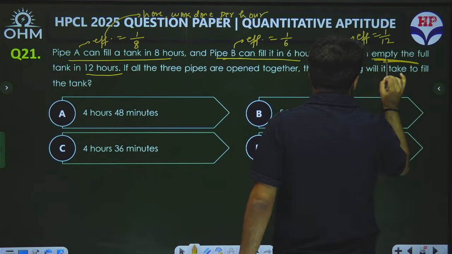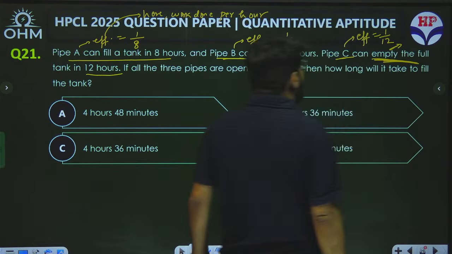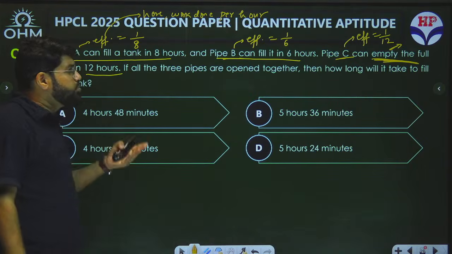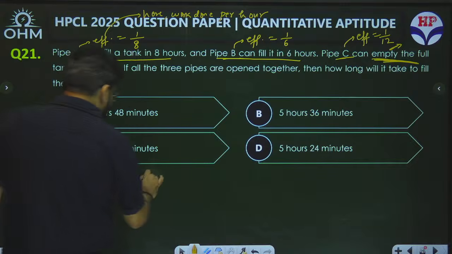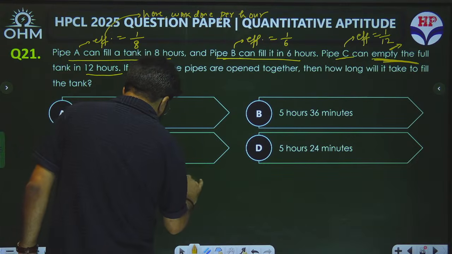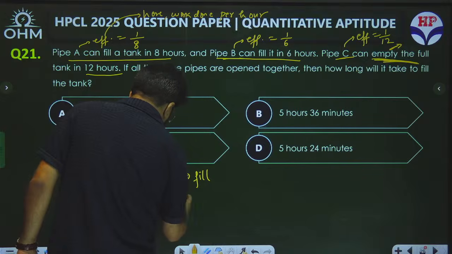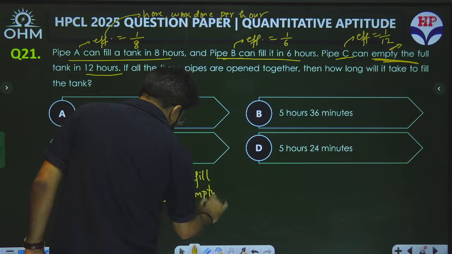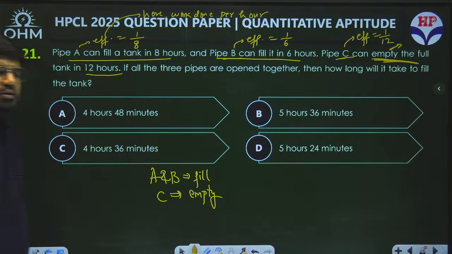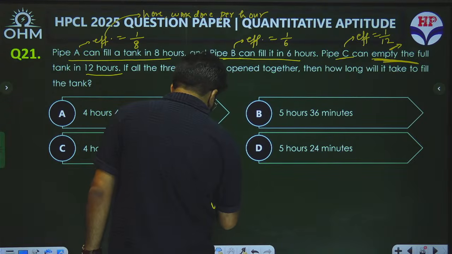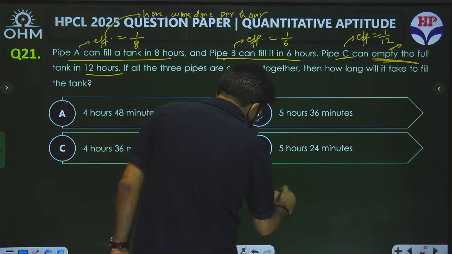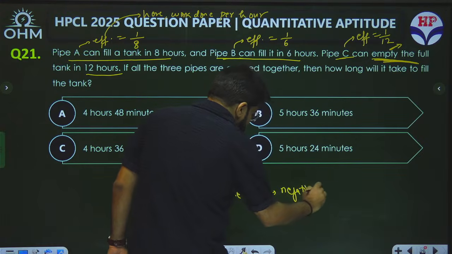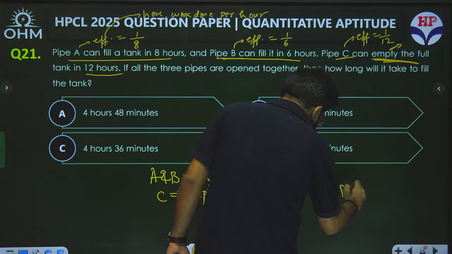1 by 12. But what type of efficiency is that? Pipe C is emptying the full tank, whereas pipe A and pipe B are filling. A and B are filling, but C is doing the opposite job. A and B will fill the tank, C is going to empty the tank. And this is what we call the concept of negative or opposite work.